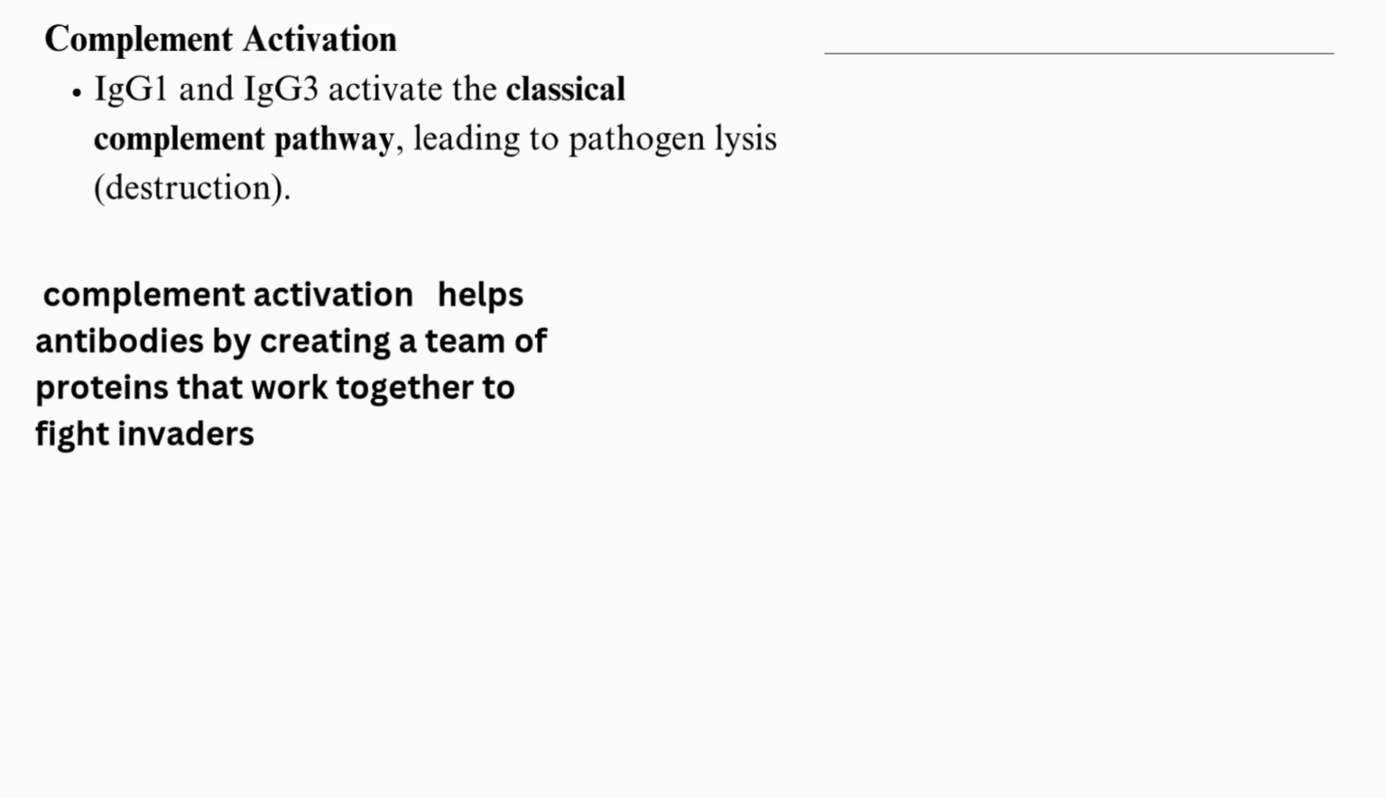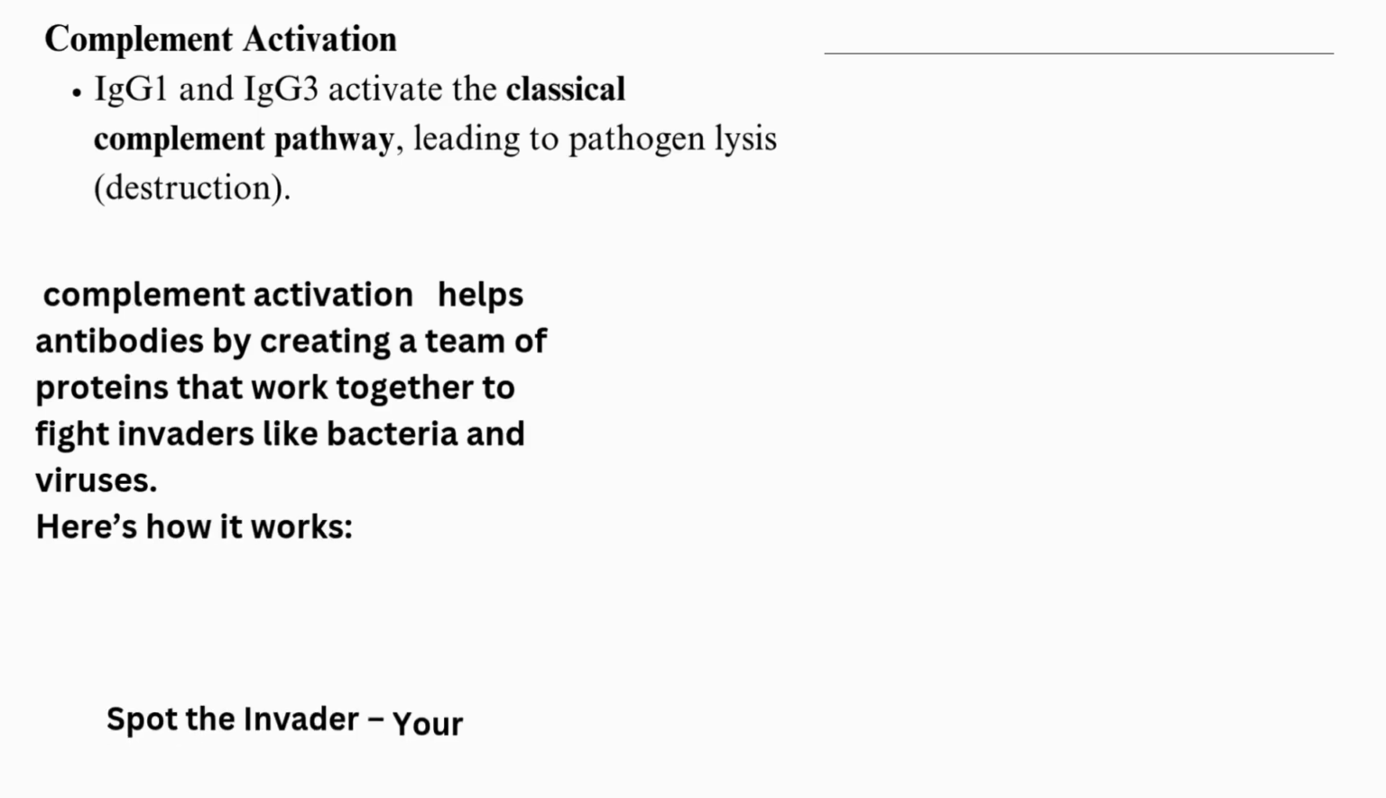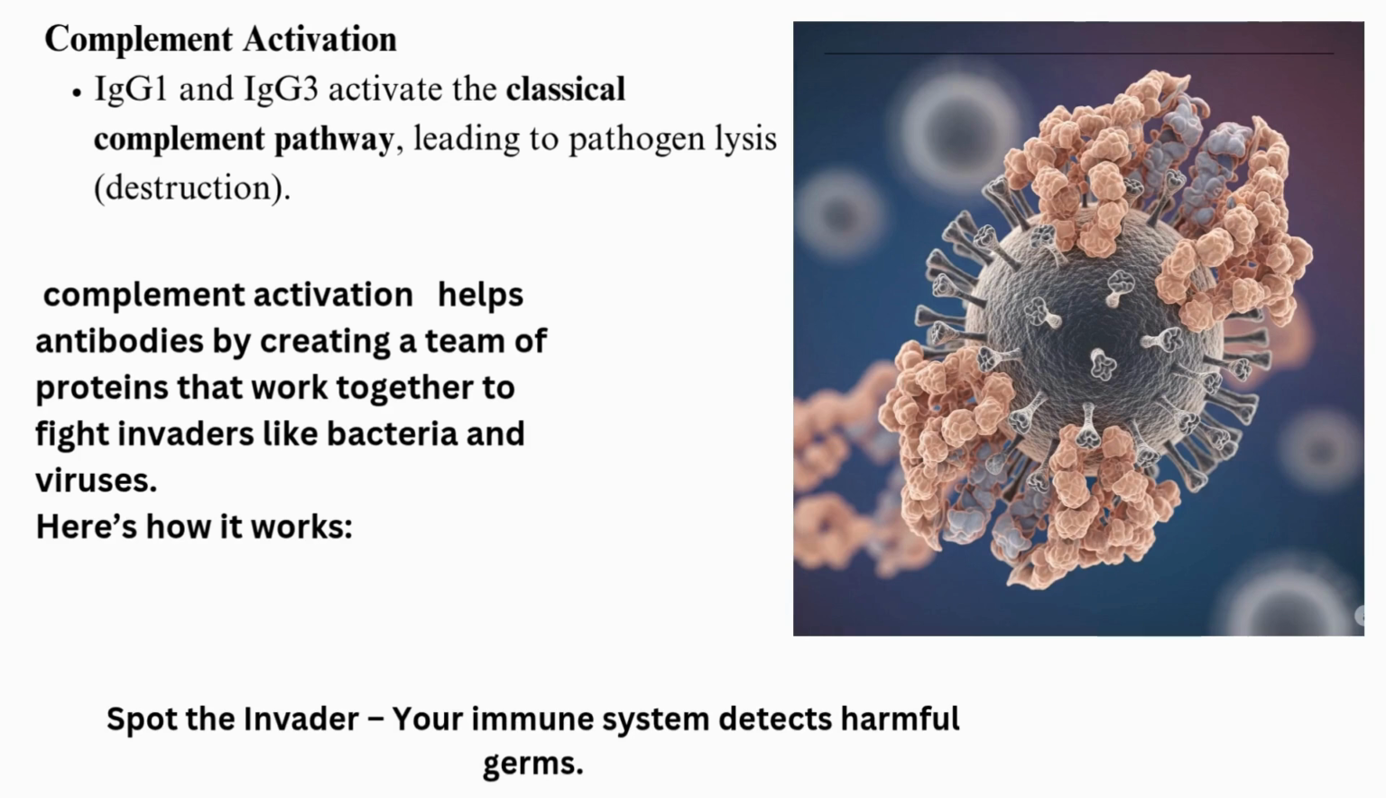How does it work? It works in different ways. Among them, the first is that it spots the invader, meaning the antibodies spot the pathogen, coat the pathogen, and make it more easily recognizable by the immune system. The immune system, that is the WBCs, detect the harmful germs, attack the pathogen and kill it.